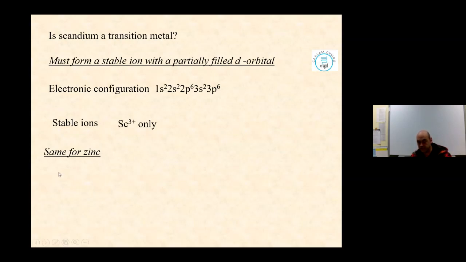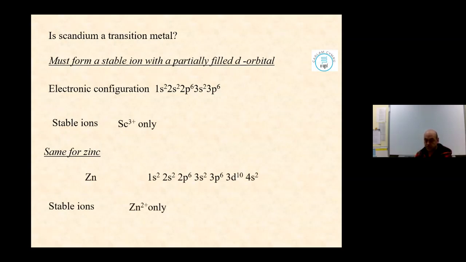And it's the same for zinc, and hopefully you can see why. Here's zinc, and you can see zinc only has one stable ion, which is the zinc 2+ ion. So you can see here, if I take those 2 electrons away to form the 2+ ion, we have a completely filled d orbital. So they're not really classed as transition metals. So, the most important thing then, to be a transition metal, you need to form an ion with a partially filled d orbital.